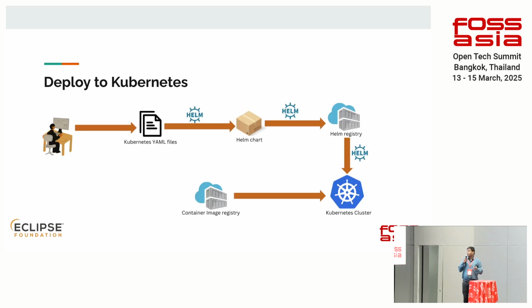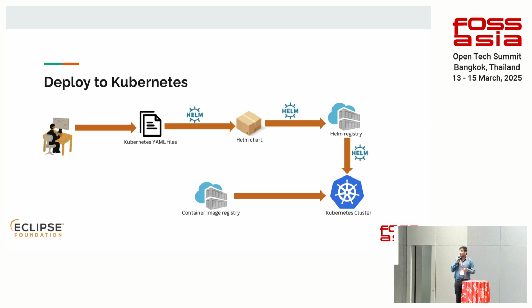Deploying to Kubernetes is slightly more involved, as you need to write some additional configuration files specific to Kubernetes. That's in the form of YAML, and you also need to work with some additional tools like Helm to package those YAML files into a Helm chart and then deploy it to Kubernetes.